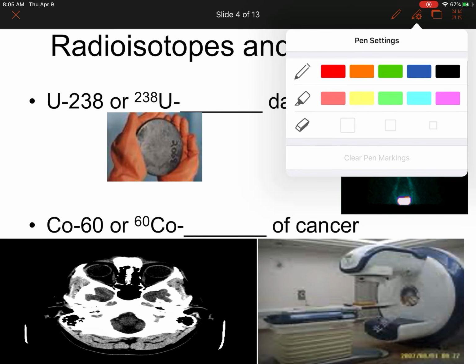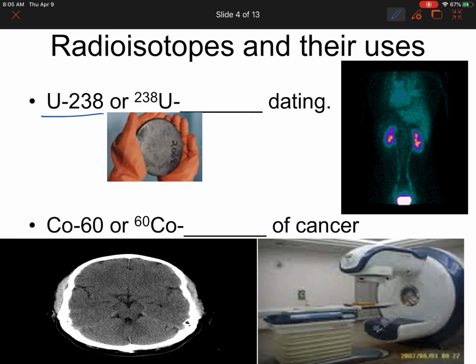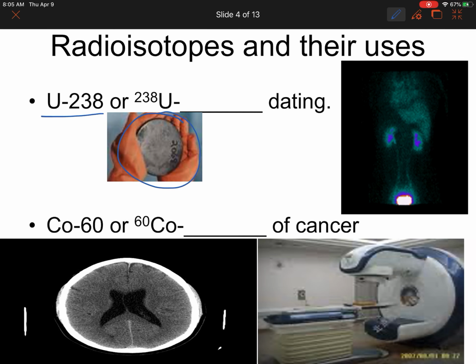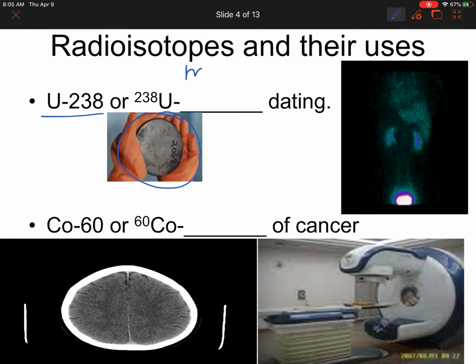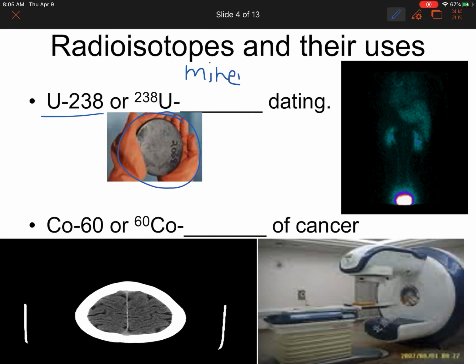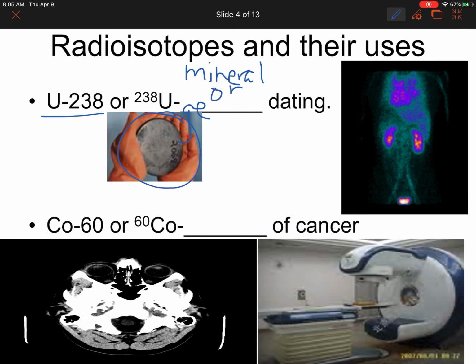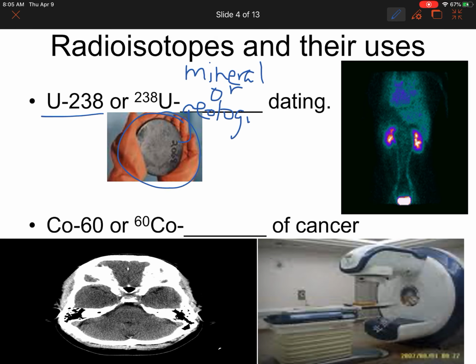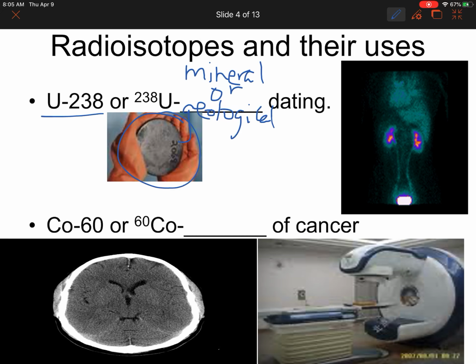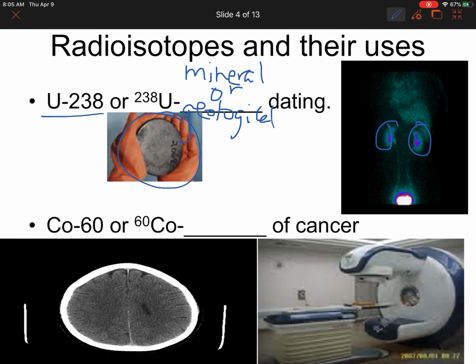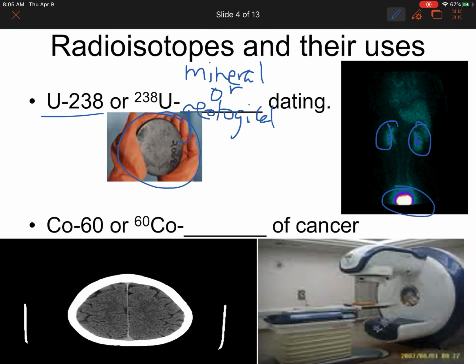Another type of dating over here is called U-238. Well, this over here is uranium. Uranium is for what's called mineral or geological dating. Oh, by the way, these are your kidneys over here. Again, you can use radiation. Here's your urethra over there.